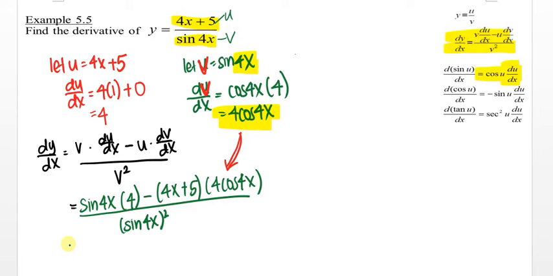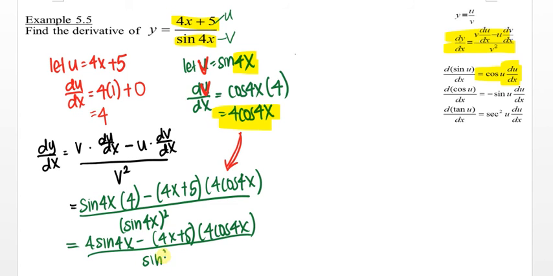Then you simplify your answer, and you should get 4 sine 4x minus (4x + 5) times 4 cosine 4x, over sine squared 4x. And this is our final answer.